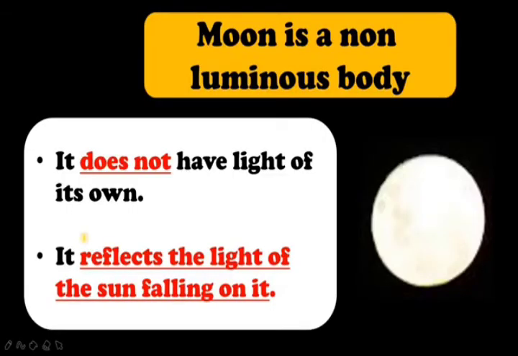Moon is a non-luminous body. It does not have light of its own. It reflects the light of the sun falling on it. Note this point.